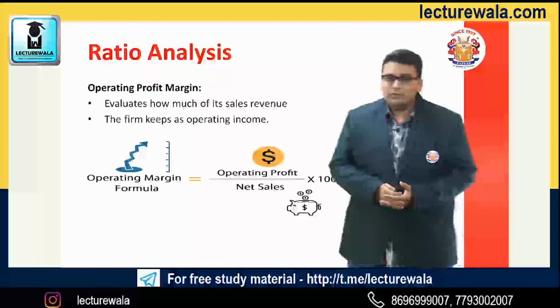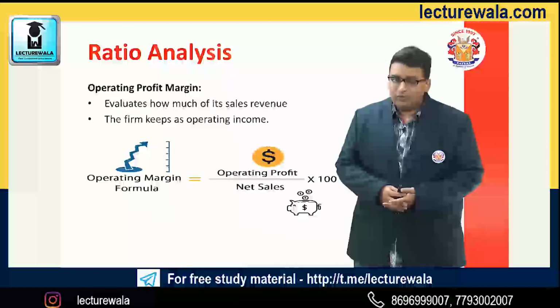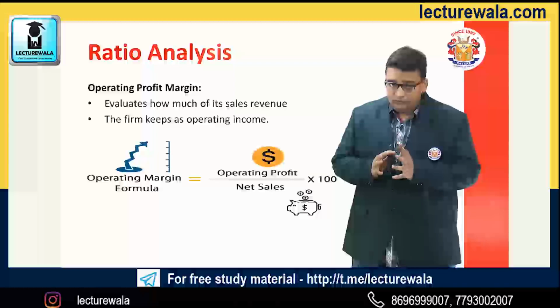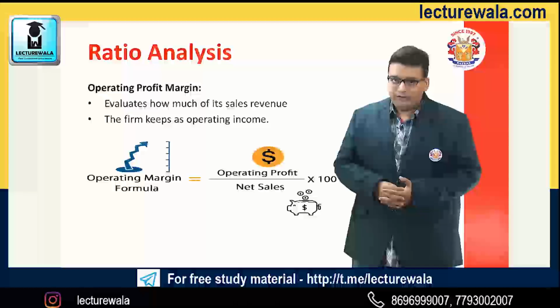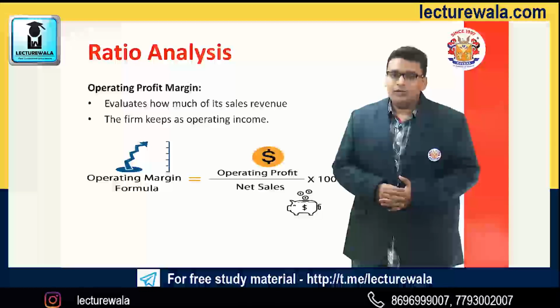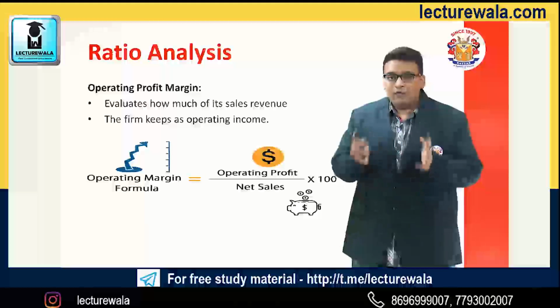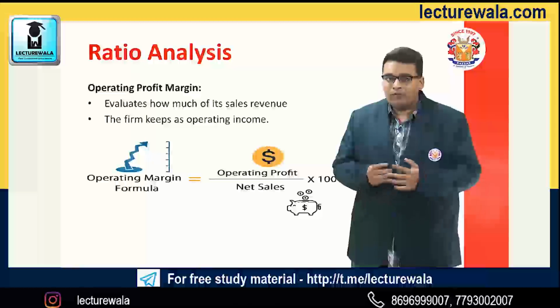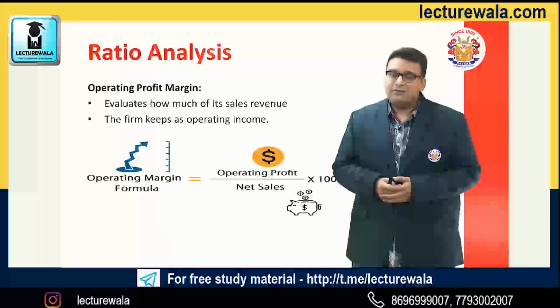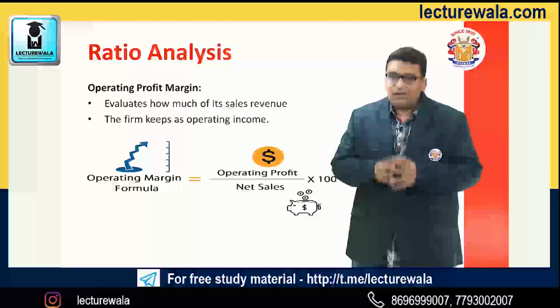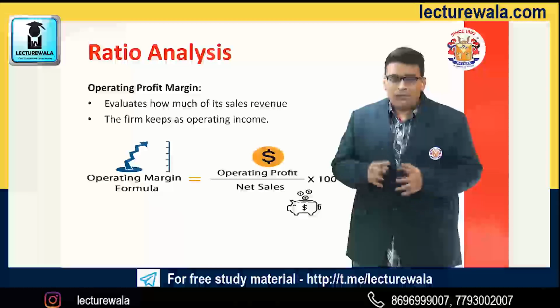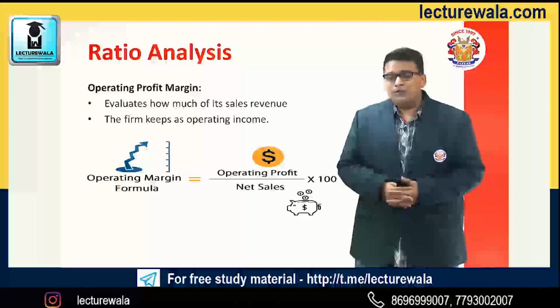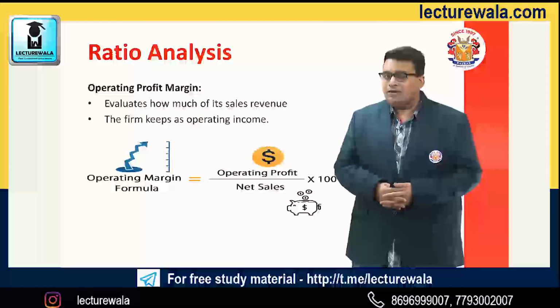Hello friends, the next topic that we are going to discuss today is the operating profit margin. What do you mean by the term operating profit margin? It says that out of the total sales revenue, how much the company considers as its profit, or how much the company is generating through its operating businesses, is described through the operating profit margin. Now if you look into the formula, it says operating margin divided by net sales into 100.